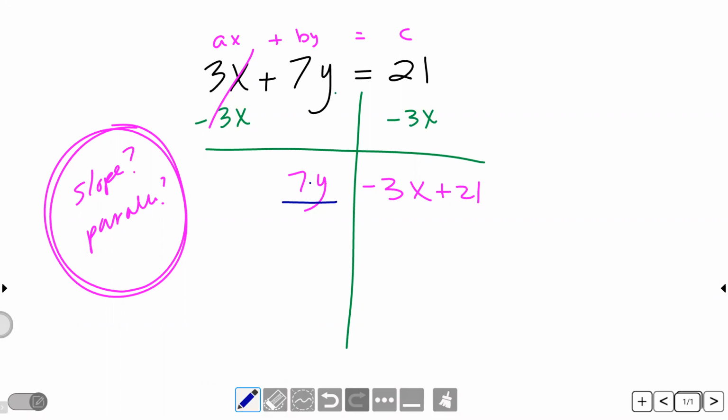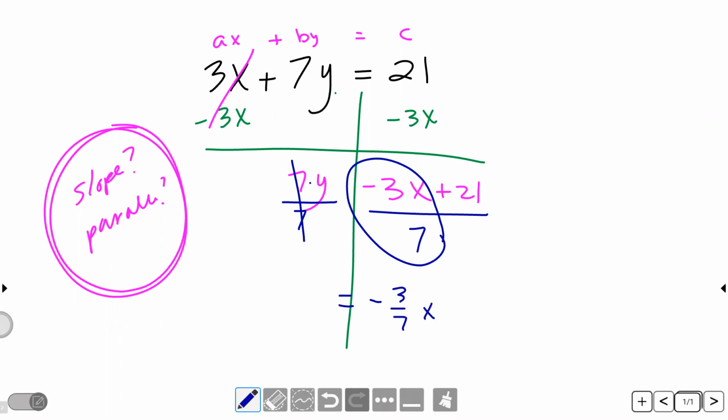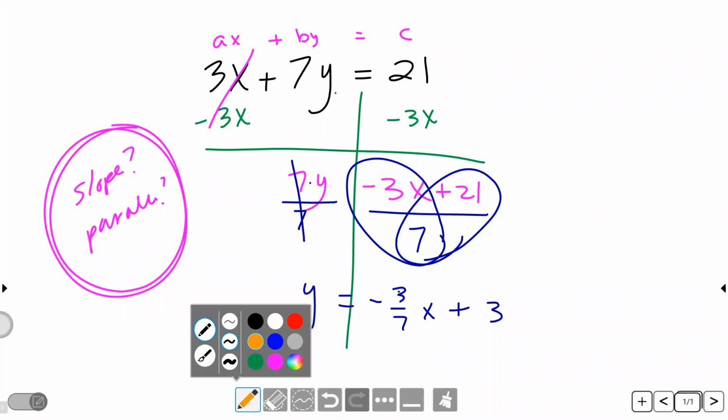It's right beside, so you need to divide. But everybody has to get divided. 7 divided by 7. 3 divided by 7 is going to be a decimal in your calculator, so you want to leave it. But that should make sense to you, because slopes are rise over run. So the 3 is your rise and the 7 is your run. 21, don't forget to do the 21. 21 divided by 7 is 3. So if they ask for your slope, you have your answer right here.